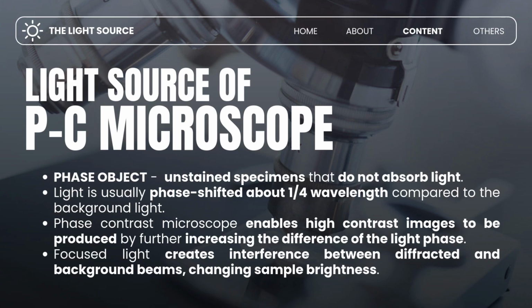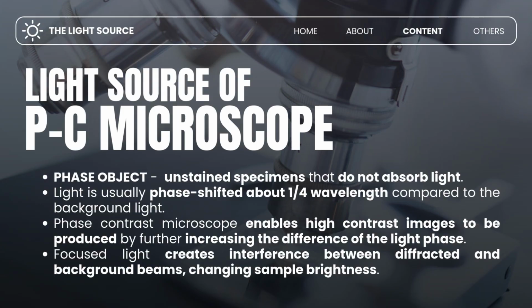Our eyes are unable to detect these light phase differences as they can only detect variations in the frequency and intensity of light. Phase contrast enables high contrast images to be produced by further increasing the differences of the light phase. It is this characteristic that enables background light to be separated from specimen diffracted light.